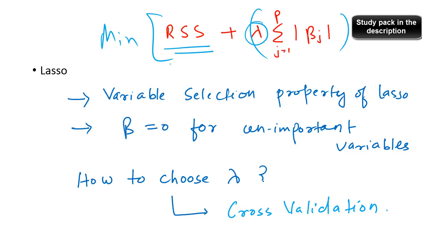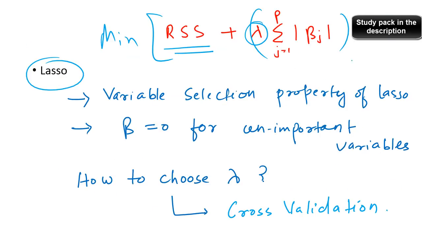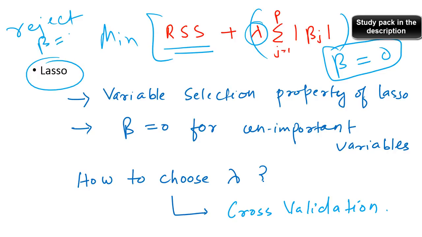In ridge, your betas will tend to be 0 but will not be exactly 0, whereas in lasso some of the betas will be exactly 0. When the coefficient is 0, the variable associated with it is actually dropped from the model, and that's the selection method. That's how we reject some of the variables. We reject variables which have betas equal to 0, and it's automatic. You don't have to do it.